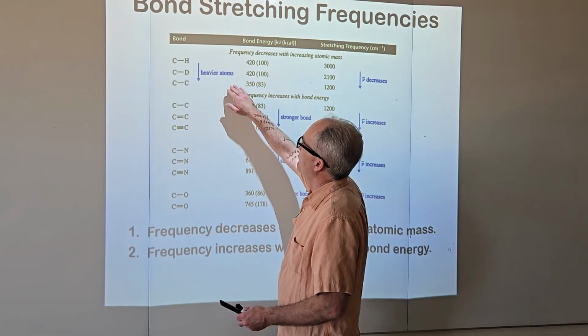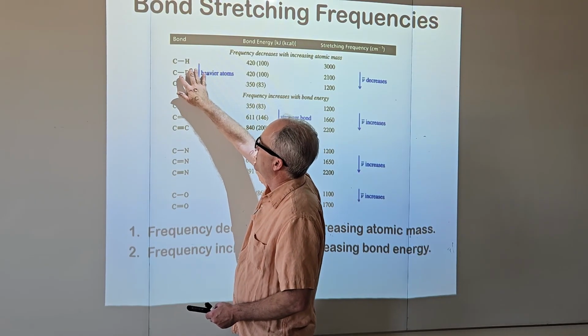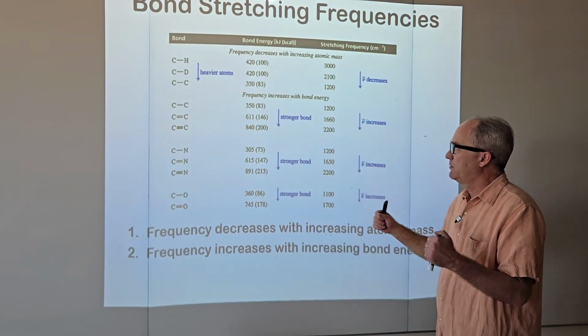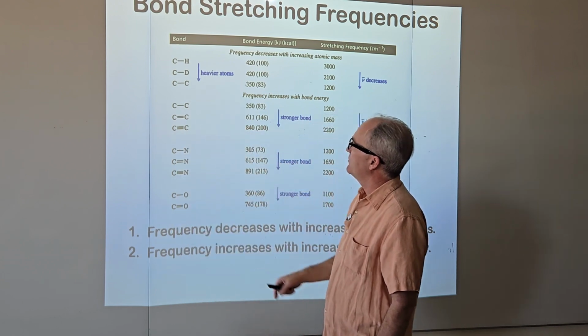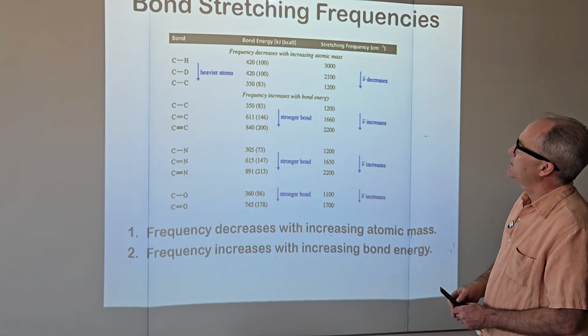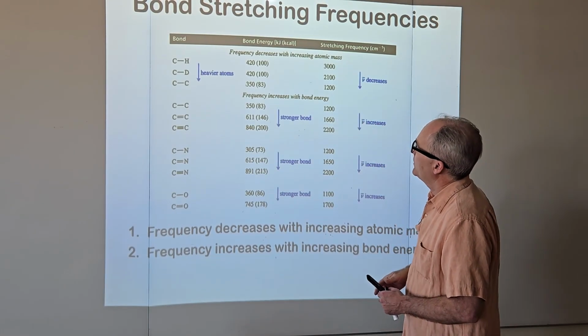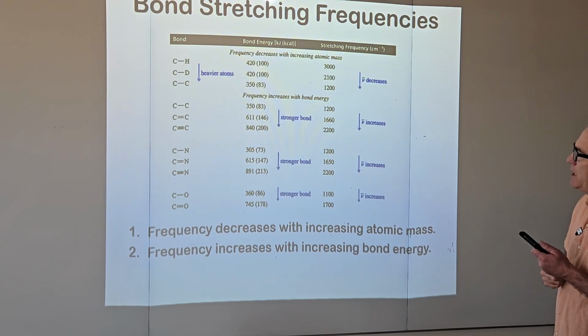So here's some bond energies. Here's carbon with a hydrogen, carbon with a deuterium. Here's a carbon-carbon. We've got the weight fixed over here and we're increasing the mass over there. So the atoms are getting heavier and we see the frequency decrease with increasing atomic mass.